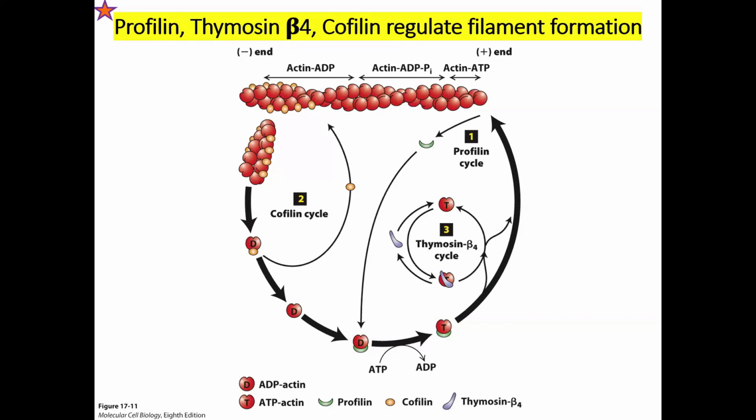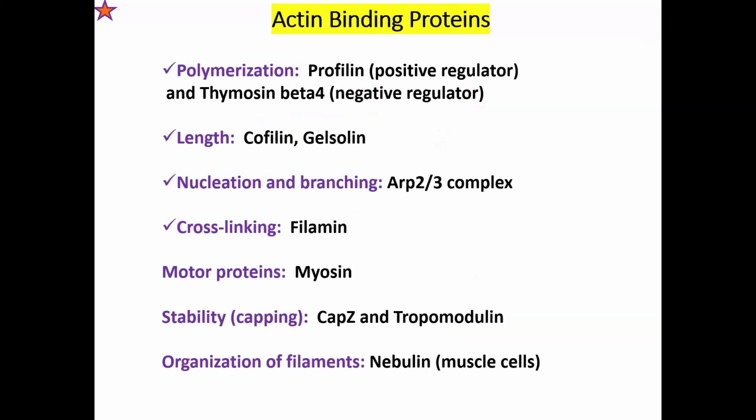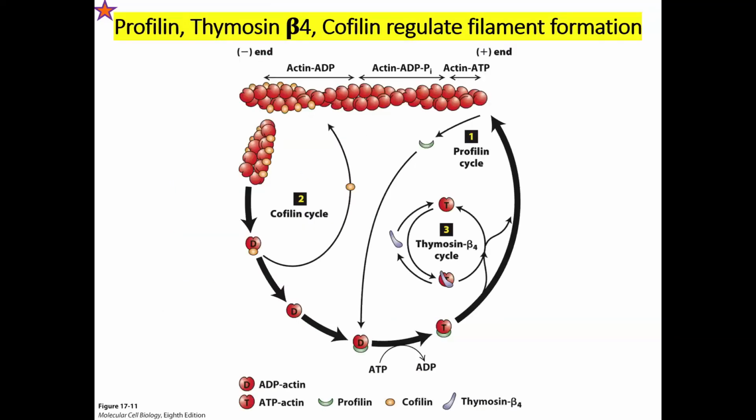When it is ATP bound, that molecule can bind to the plus end. So the molecule is now charged with an ATP, and it can be added to the plus end. Now, there is a negative regulation as well. So know this very well. This is where a lot of people get confused. Thymosin beta 4 is a negative regulator of the addition of the actins at this plus end.